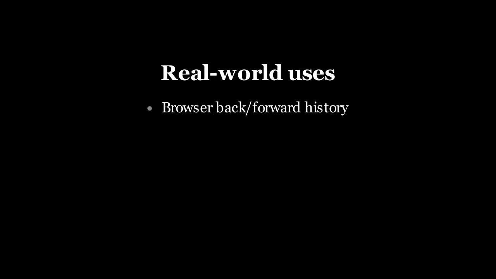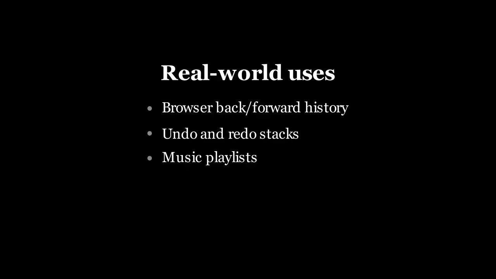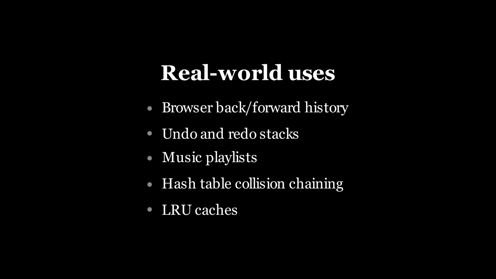Linked lists show up in more places than you'd think. Your browser's back and forward history is a doubly linked list. Undo and redo in editors works the same way. Music players use them for playlists, where each song knows the next. Hash tables use linked lists to handle collisions, chaining entries that hash to the same bucket. And LRU caches use doubly linked lists for O(1) eviction.